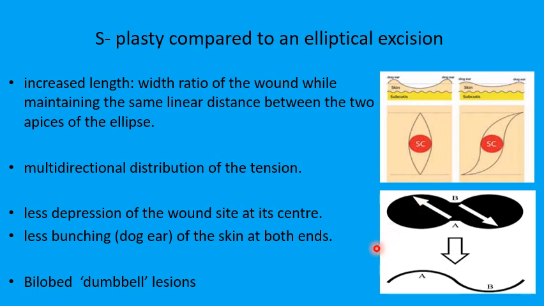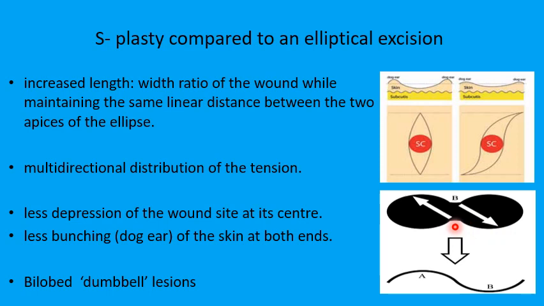The other big advantage of the S-plasty is when you are excising a dumbbell lesion like this, rather than transforming this dumbbell lesion into a big crescent around it, you can actually remove it with a safety margin.